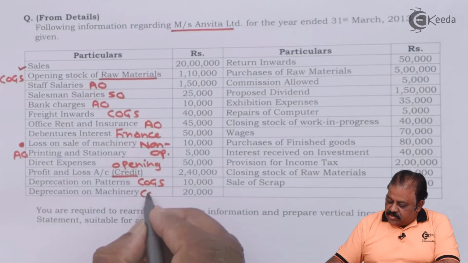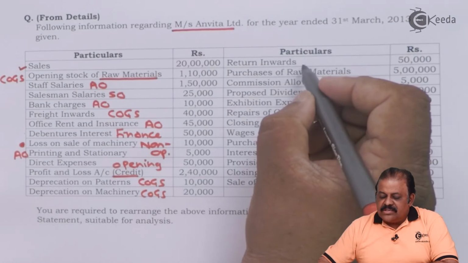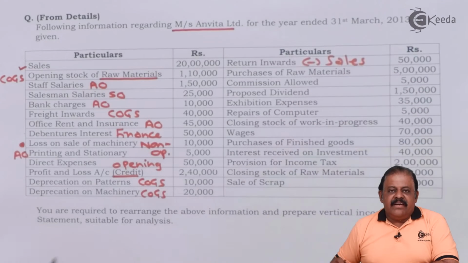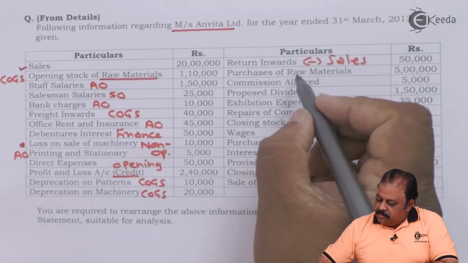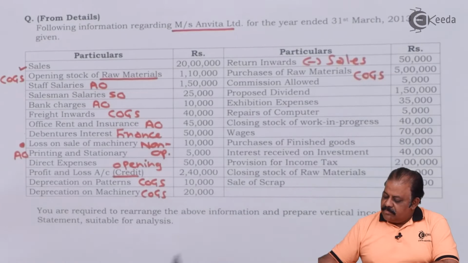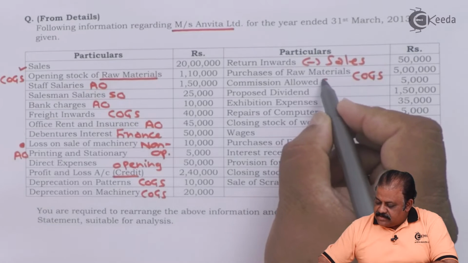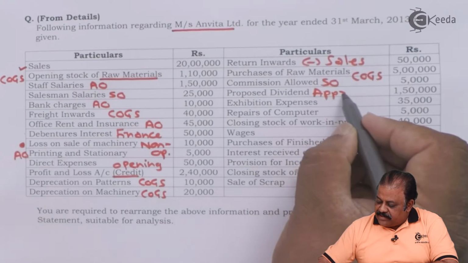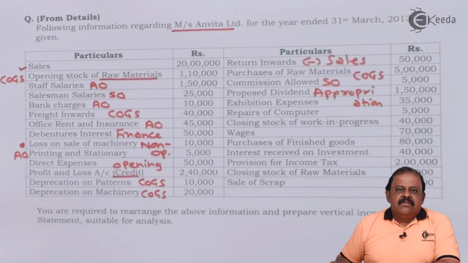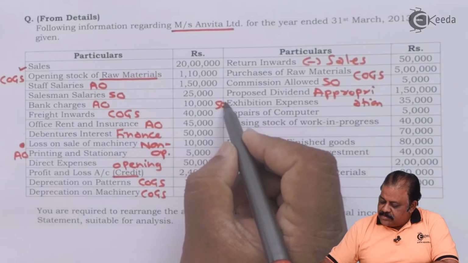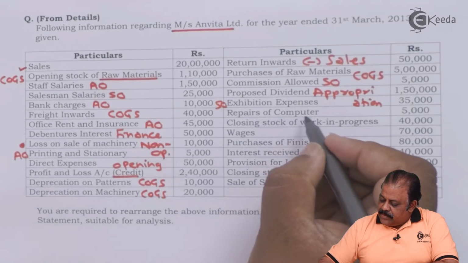Depreciation on machinery, cost of goods sold. Return inwards, sales returns, less from sales to arrive at net sales. Purchases of raw material, cost of goods sold. Commission allowed, selling overheads. Proposed dividend, this is appropriation of profit. From total profit, how profit is used, that is called appropriation. Exhibition expenses, selling overheads. Repairs of computer, administration overheads.